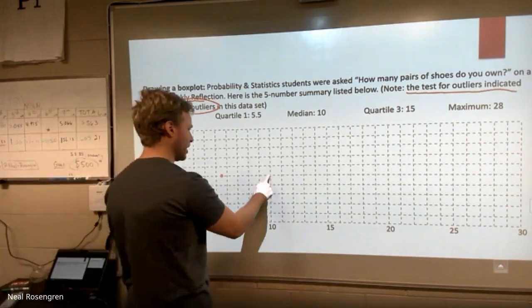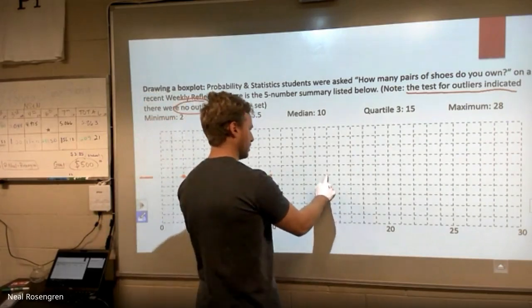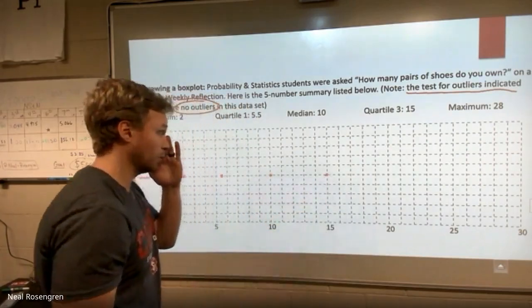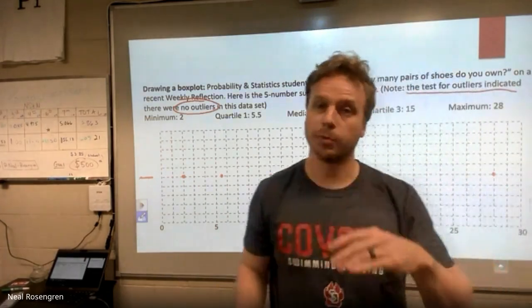The median was 10, I'm just marking it off. Quartile 3 was 15, just marking it off. I'm just staying along that same middle line so I know where the middle is. And then the maximum, way over here, was 28. Again, I just put a dot at each of those spots, okay?